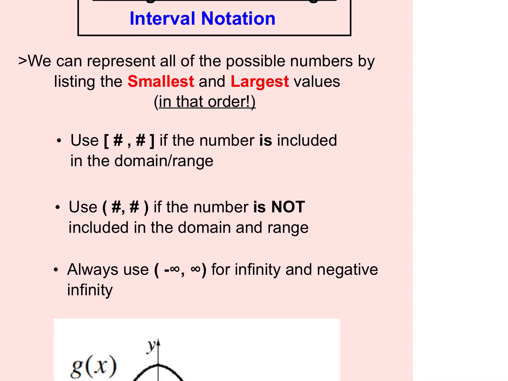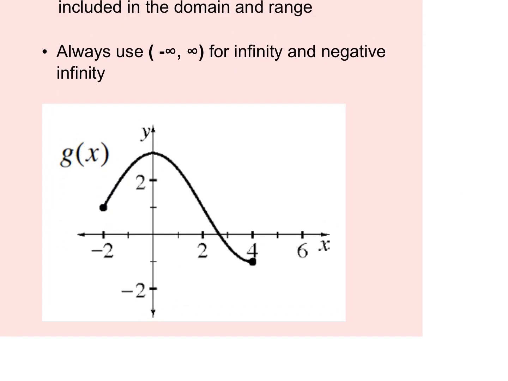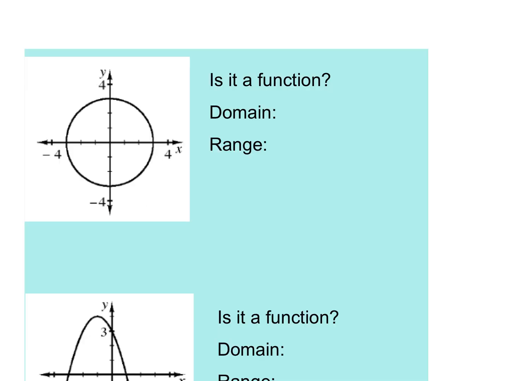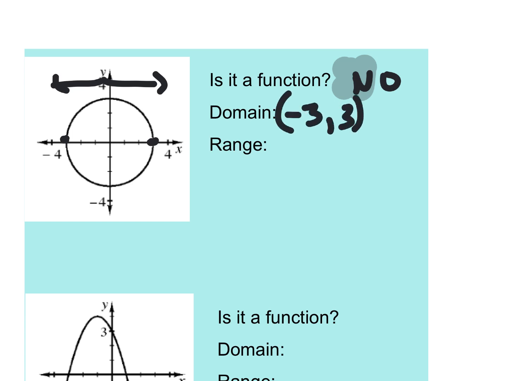Okay, so not quite done yet. We're close. Going to the green page, or blue page, whatever color that is. I think it's light blue. Is it a function? Nope, doesn't pass the what? Vertical line test. So this is a no. Domain. How far to the left and how far to the right does it go? I think that right there is negative 3. I think that right there is positive 3. Negative 3 to 3.